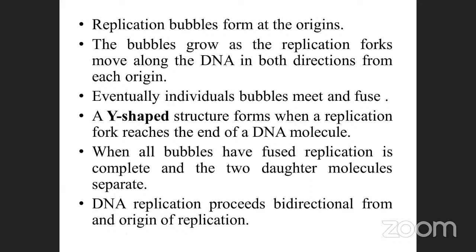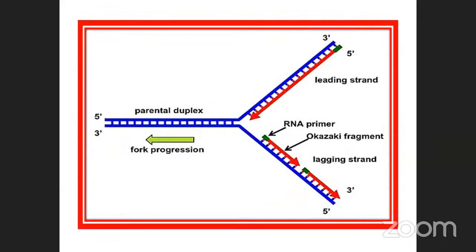A Y-shaped structure forms when a replication fork reaches the end of the DNA molecule. This is very, very important. Y-shaped. When all bubbles have fused, replication is complete and the two daughter molecules separate. DNA replication proceeds bidirectionally from the origin of replication. See the structures, you can easily identify. See that? So that one is different compared to this. This is the correct way. You can easily identify. Okay.